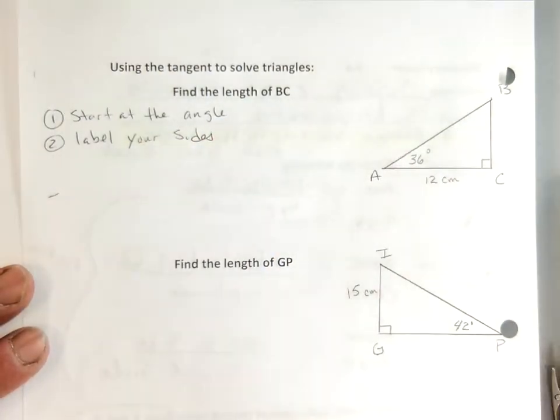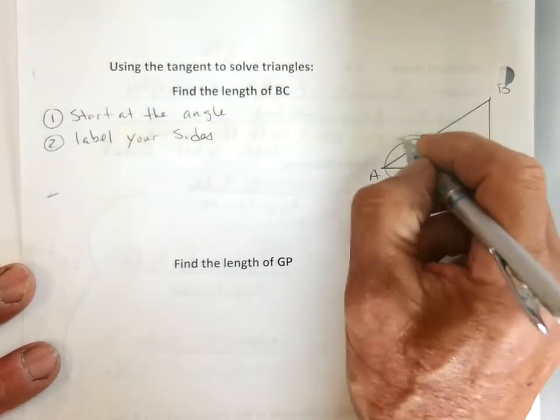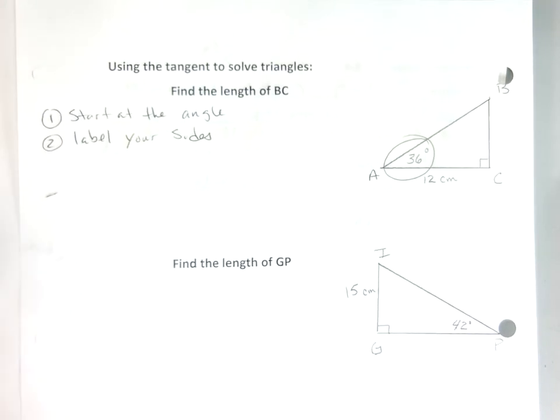Okay, let's see what I've got. So if I start at the angle, 36, right? I know 36 degrees. Don't start at B, because I don't know what B is. B is like, well, I could figure out what B is. But start at your angle, okay?